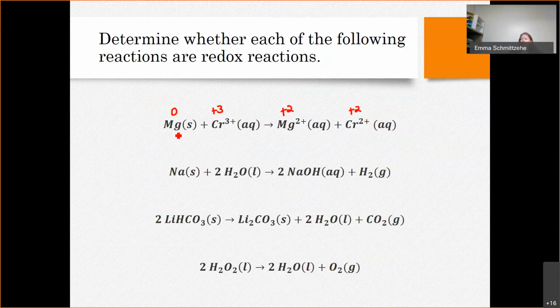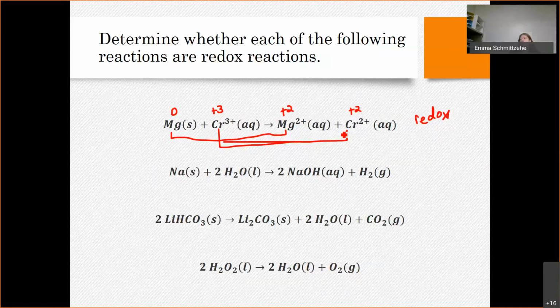So you'd look, magnesium goes from 0 to +2, right? And chromium goes from +3 to +2. So yes, this is a redox reaction, okay? So this one is, because you have changes. And so really your magnesium is getting oxidized and your chromium is getting reduced in this case.